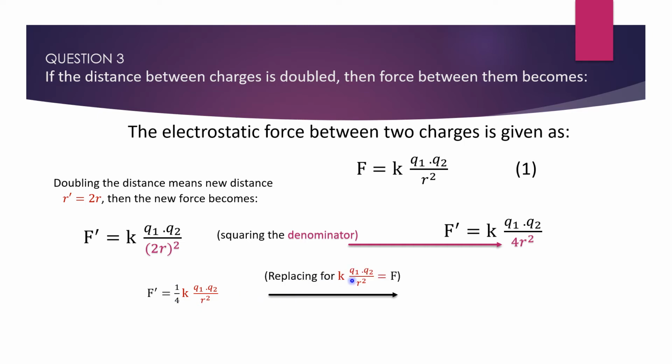Now, replacing K Q1 Q2 over R square equal to F from equation 1 results in F dash, the new force, equal to 1 by 4 of the original force. So the correct answer here is 1/4.